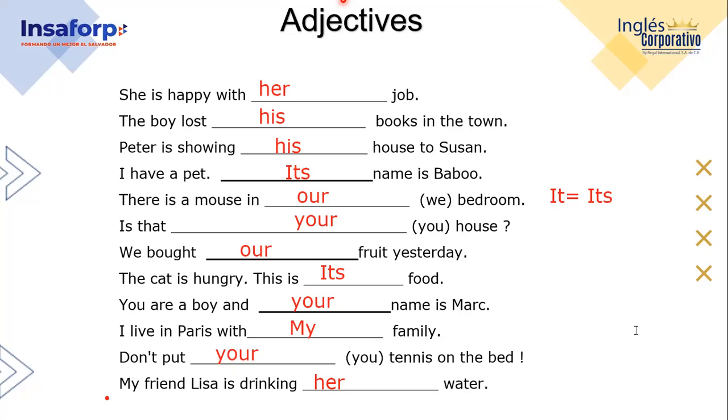The boy lost his books in the town. Peter is showing his house to Susan. I have a pet. Its name is Babu. There is a mouse in our bedroom. Is that your house? We bought our fruit yesterday. The cat is hungry. This is its food. You are a boy and your name is Mark. I live in Paris with my family. Don't put your tennis on the bed. My friend Lisa is drinking her water.